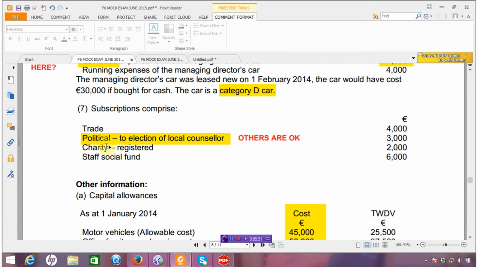In terms of the subscriptions, the only thing that I can see that's a little bit unusual here is just this political subscription. In fact, the other ones are trade, registered charity, and the social fund. I expect them to be okay.